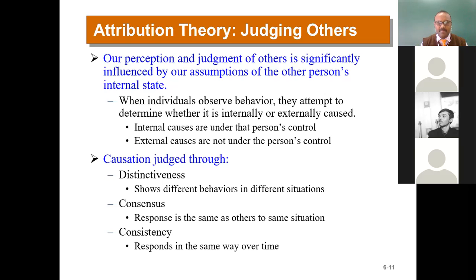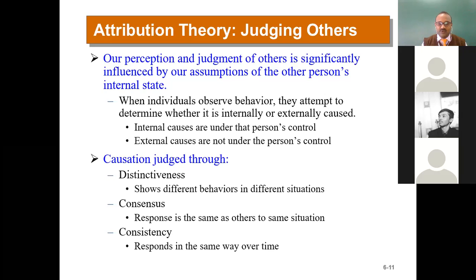Generally, when we look at somebody in a situation, we are often asking these three questions. The first characteristic in the attribution theory is called distinctiveness. What does it mean? Does this person show different behavior in different situations? That is distinctiveness. Second is consensus. Is the response of this person the same in all situations? This is called consensus. Does this person behave in the same manner in all situations? Consistency is, does this person respond in the same way over time?